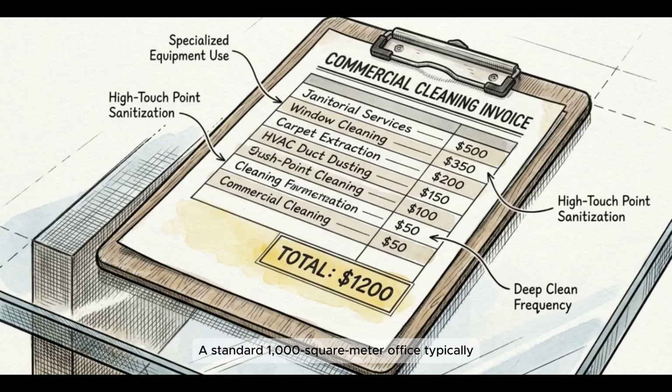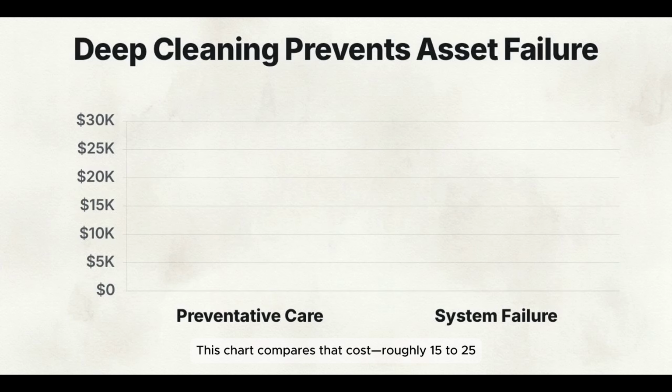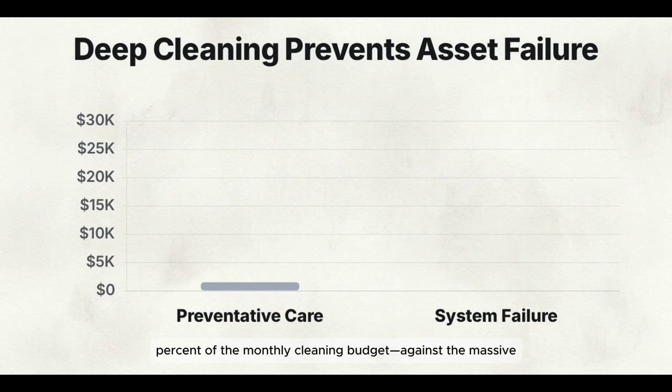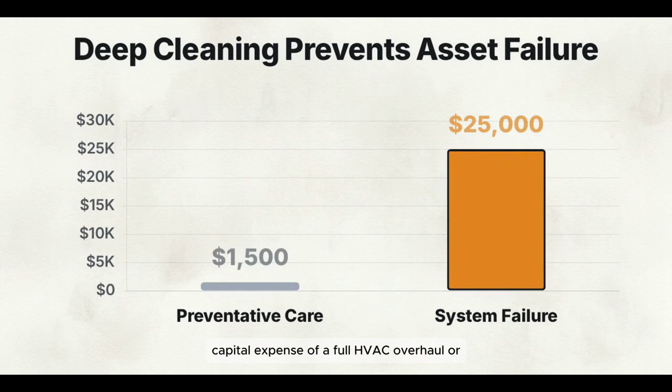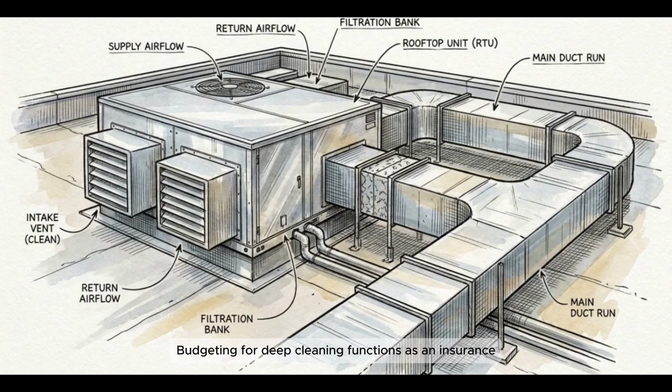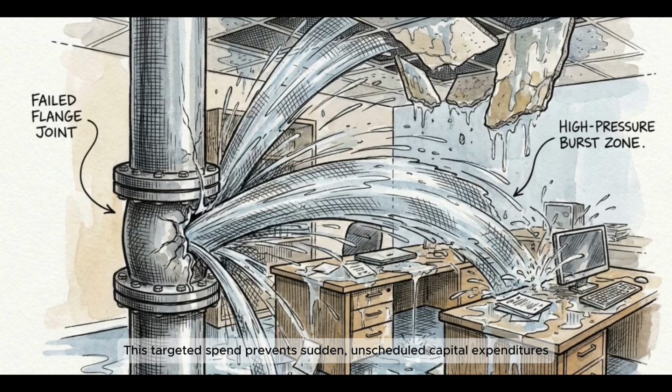A standard 1,000 square meter office typically requires a quarterly investment of $800 to $1,500 for a comprehensive deep clean. This chart compares that cost, roughly 15 to 25% of the monthly cleaning budget, against the massive capital expense of a full HVAC overhaul or new flooring. Budgeting for deep cleaning functions as an insurance premium for the building's physical assets. This targeted spend prevents sudden, unscheduled capital expenditures when ignored assets fail.